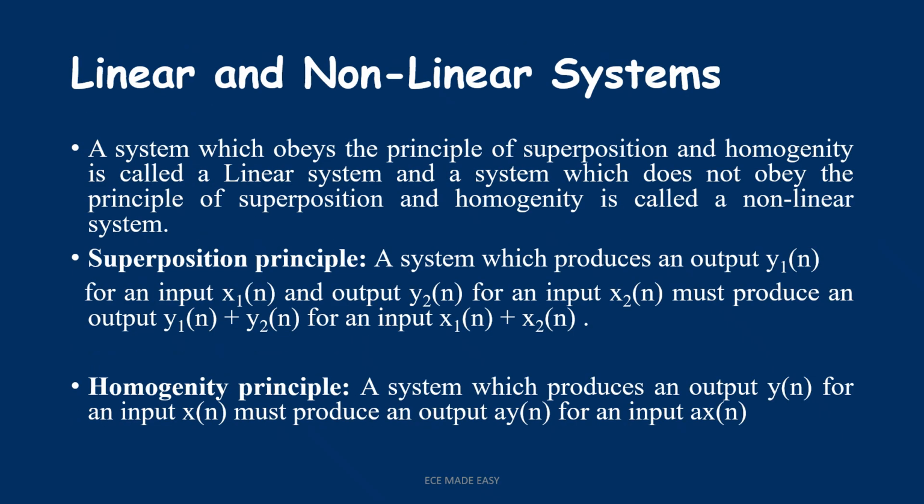Linear and nonlinear system. A system is said to be a linear system if it obeys the superposition theorem and the homogeneity principle. If it obeys the superposition and homogeneity, we call it a linear system. Otherwise, we call it a nonlinear system. So, a system which produces the output y1 of n for input x1 of n and y2 of n for input x2 of n, according to the superposition theorem, y1 of n plus y2 of n should be the output for the combined input x1 of n plus x2 of n.